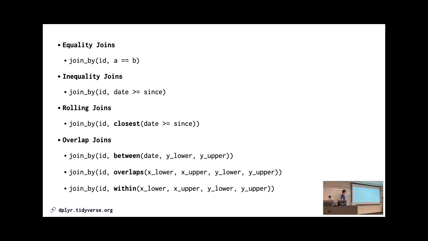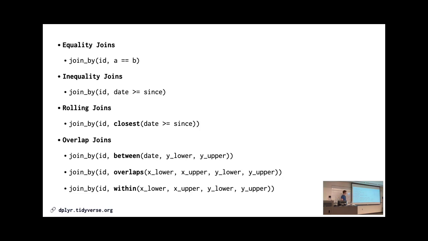So these are the newish things that you can do with joins in general. We've talked about most of them. Equality joins are joins that you've always been able to do with dplyr, but now you can use join_by. Inequality joins are new. That happens anytime you've added some kind of inequality condition: greater than, less than, greater than or equal to, or less than or equal to. Rolling joins is if you wrap at least one of those in closest.